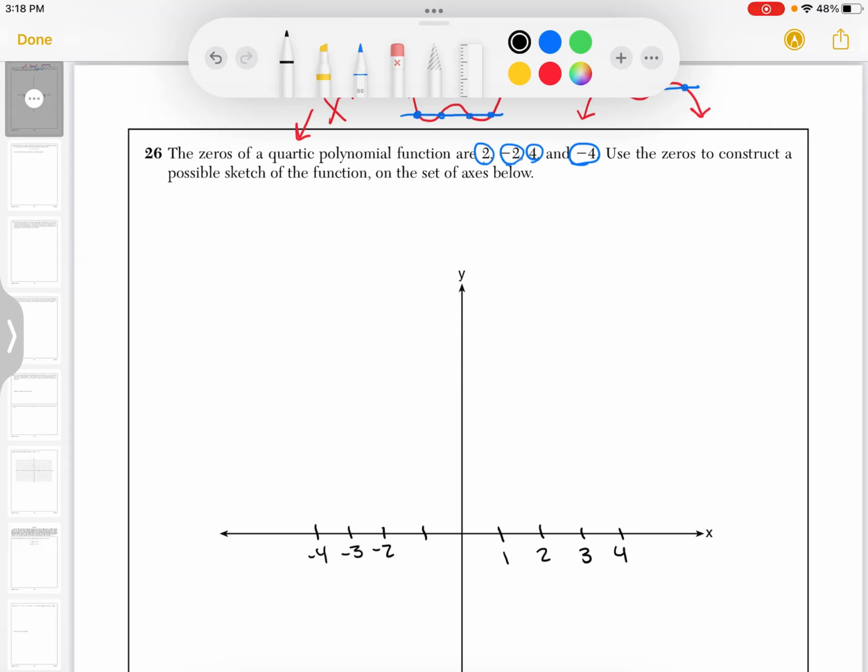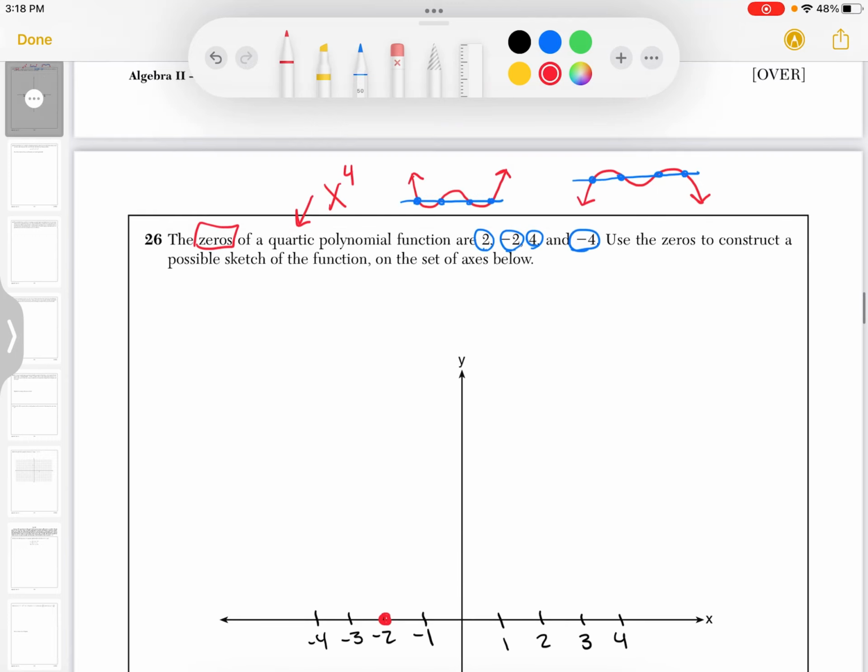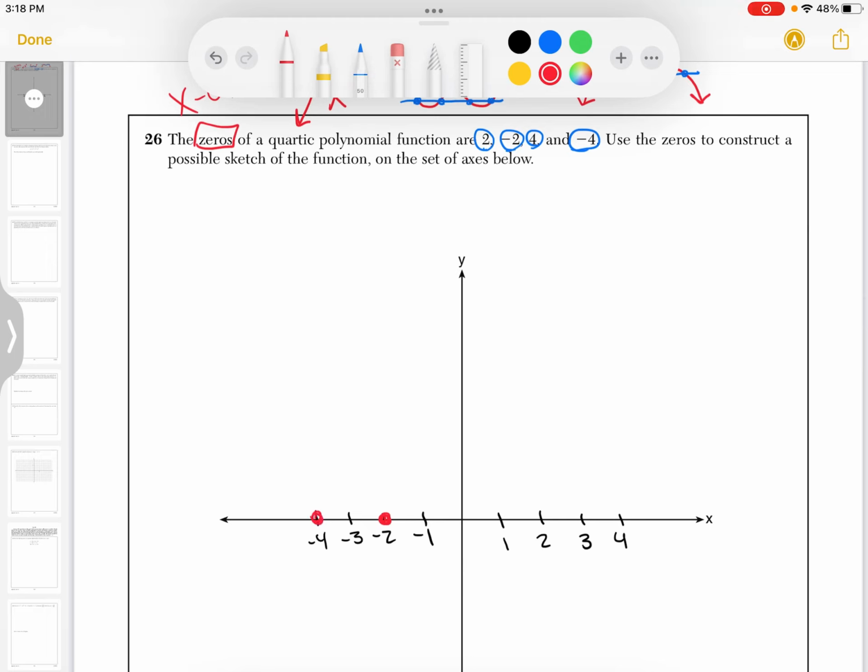-4, -3, -2, -1. Okay, so I have to plot the zeros. Zeros, roots, x-intercepts, they're all the same thing. They are points on the x-axis. So I have one at -2, I have one at -4, +2, and +4.